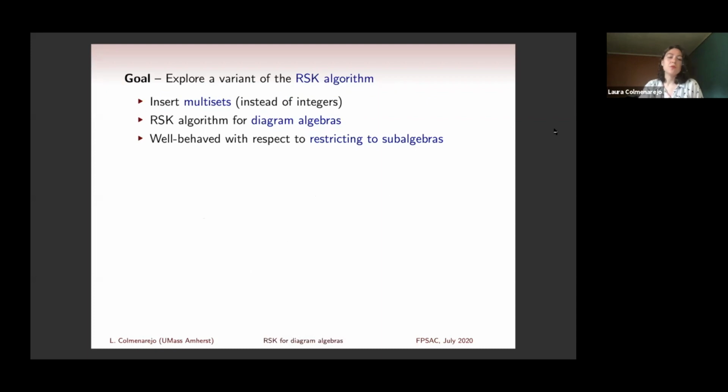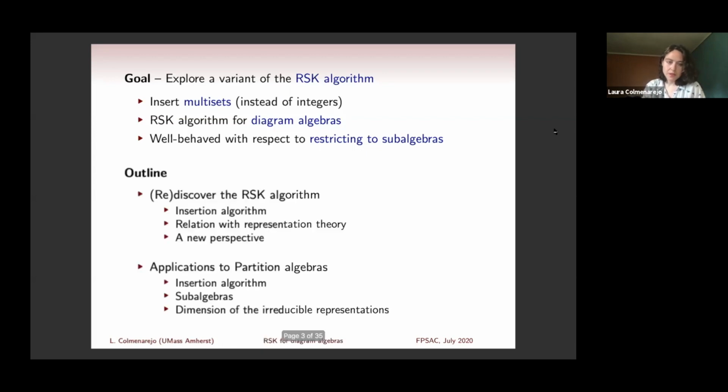The first one is that we want to insert multisets instead of just integers. The second idea is that we want this RSK algorithm to somehow model diagram algebras, and we want it to be well behaved with respect to restricting to subalgebras. So the outline of the talk is the following. We are going to have two parts. In the first one, I'm going to rediscover the RSK algorithm. And in the second one, I'm going to give some applications to the partition algebras.